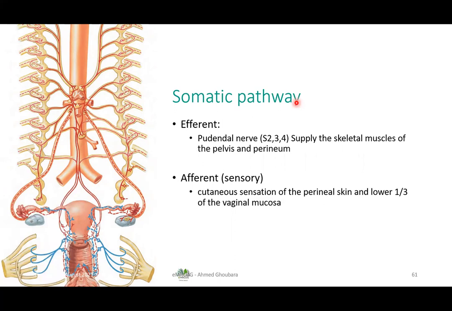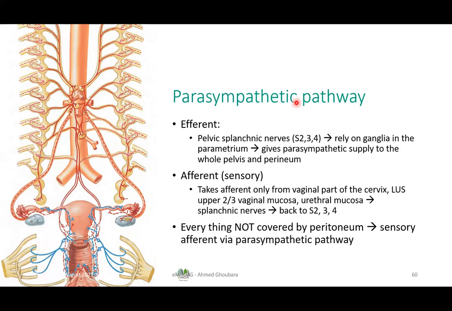Okay, what about the parasympathetic pathway? Efferent, again, and afferent. The main parasympathetic pathway in the pelvis is S2, S3, and S4. This is the center of the parasympathetic plexus, this red, blue one right here. So fibers pass here all the way to the inferior hypogastric plexus. As I told you, the inferior hypogastric plexus is a station, a major hub, for all the autonomic supply of the pelvis. It has sympathetic supply and parasympathetic supply.